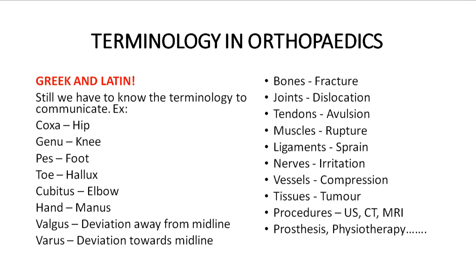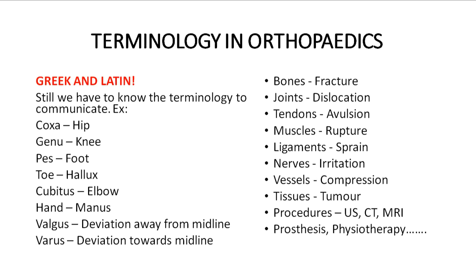So what does valgus mean? Valgus means the bone or the joint distal to the apex of the deformity is deviated away from the midline of the body. Okay, that is valgus. The same thing, the apex of the deformity, the bone or the joint distal to the apex of the deformity, deviated towards the midline, is called varus. So always remember, coxa goes with the hip, genu with the knee, pes with the foot, hallux with the toe, cubitus with the elbow, and the hand is manus. Valgus is the outward deviation from the midline, and deviation towards the midline is varus.